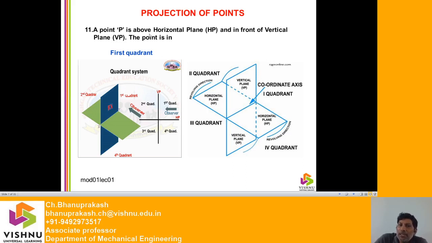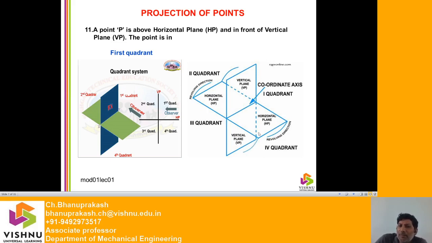Next one, if the point is below the horizontal plane and behind the vertical plane, then the point is situated in the third coordinate. If the point is situated below the horizontal plane and in front of the vertical plane, the point belongs to the fourth coordinate. Like this, we can solve the problems.